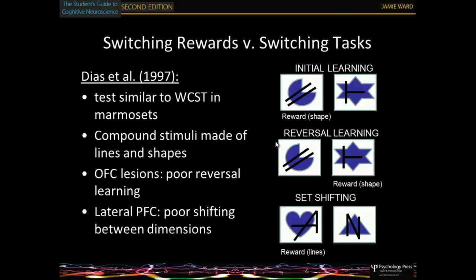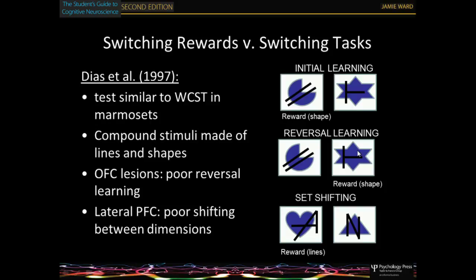So one set of animals can do this, one can't. And then the complementary set can do this. Now here, they switch to a completely new set of shapes, but you switch the rule from the shape to the lines. So you have to ignore the blue heart and just respond to the lines. You have to learn that all of a sudden the task is nothing to do with shapes, it's about lines. What you find is that animals with lesions to the orbitofrontal cortex can learn this, even though they can't learn that. Whereas animals with lesions to the lateral frontal cortex can't learn this, even though they can learn that.